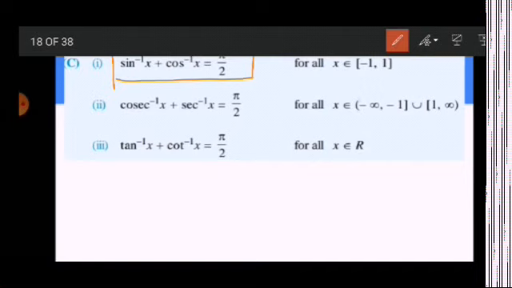Similarly, you can show cosec inverse x plus sec inverse x equals pi by 2. You can try it yourself. If you are unable to do it, you can pause the video and try yourself. So let me do this one: cosec inverse x plus sec inverse x equals pi by 2. Also tan inverse x plus cot inverse x equals pi by 2. So one by one we'll do this. Let's go ahead with cosec inverse x plus sec inverse x equals pi by 2.